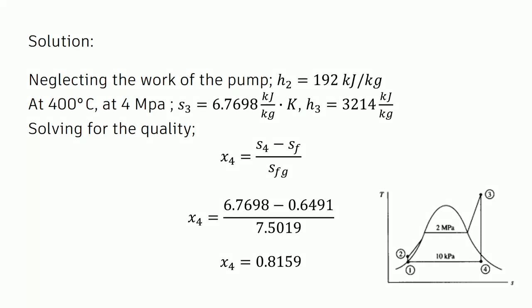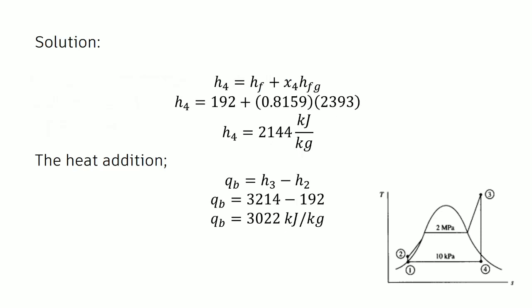Plugging in the given values needed in this formula, we now have the quality X at our state 4 to be 0.8159. Let's proceed in finding the specific enthalpy at state 4. Plugging in all the needed values in this formula, we have 2,144 kilojoules per kilogram of specific enthalpy at state 4.